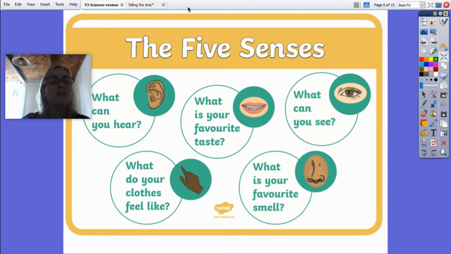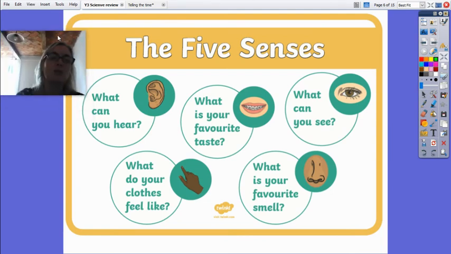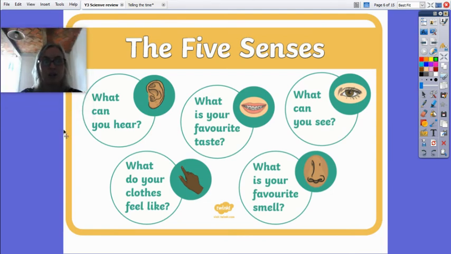We also did the 5 senses. That was easy peasy lemon squeezy, and we'd already done it in year 2 in great detail as well. So I want you to think about the 5 senses, what they are, and what part of your body we use for those senses. For example, what can you hear? It's the sense of hearing. And what part of the body do you use? Well, it's very easy, guys.